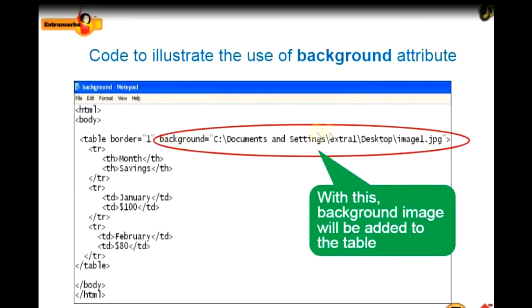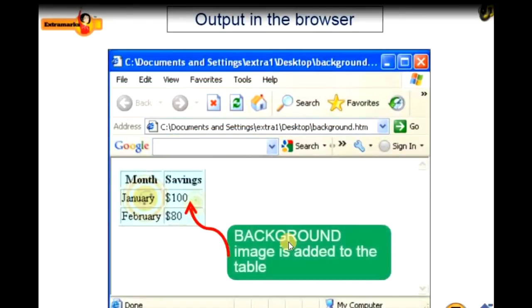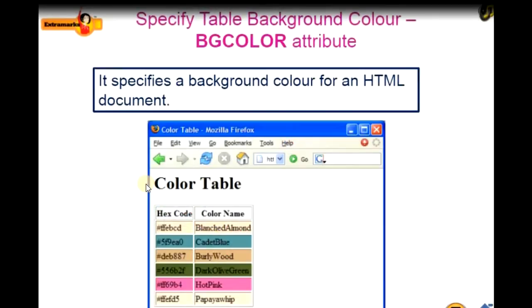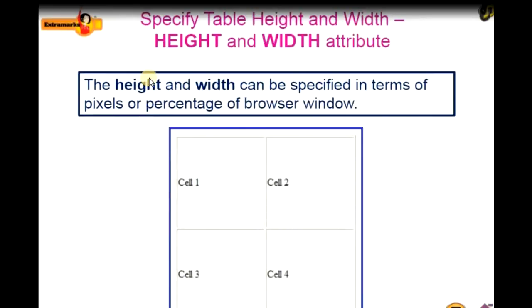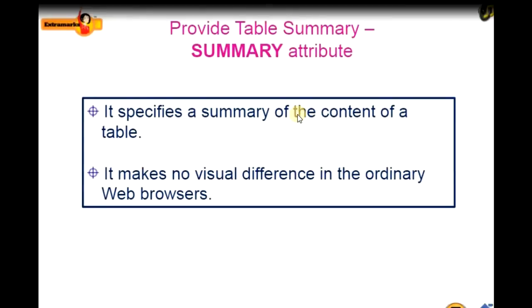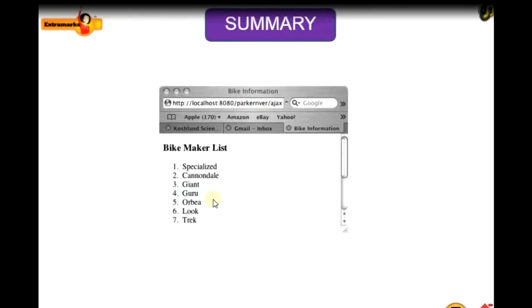Look here, for background we have inserted an image like this. If we want to insert a color, we can use BG. Now here we have used background, so the image has appeared as a background at the back of the page. Now over here we are using the BG attribute, background for an HTML document. Let's see this one also. Okay, height and width. The height and width can be specified in terms of pixels or percentage of the browser window. Summary specifies the summary of the content of a table. It makes no visual difference in an ordinary web browser.